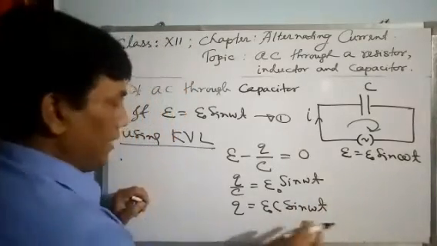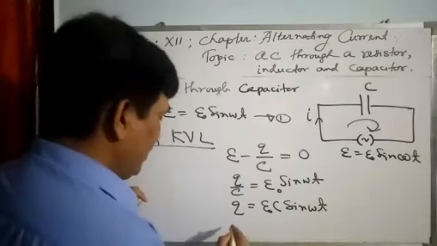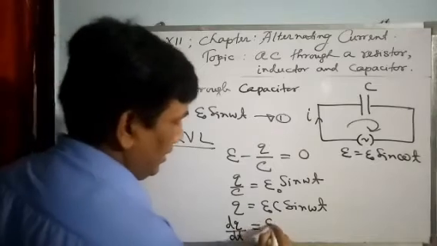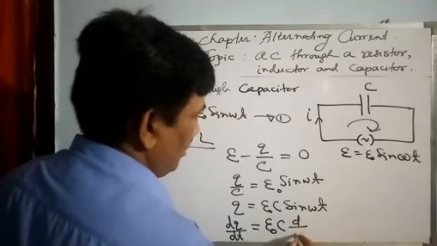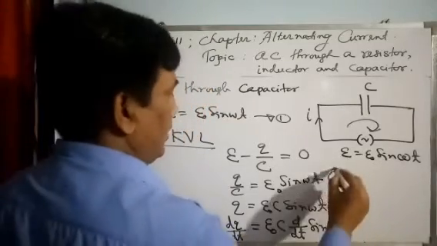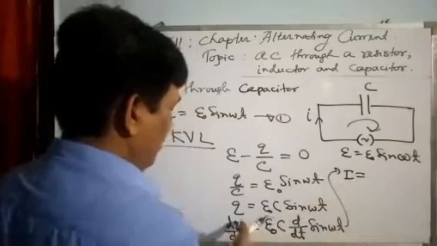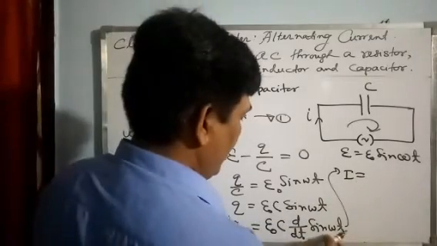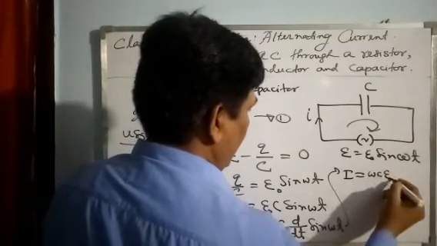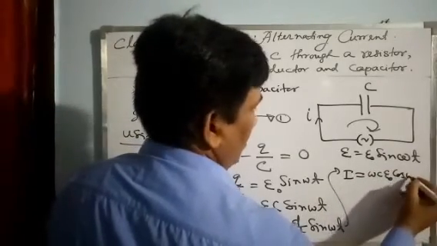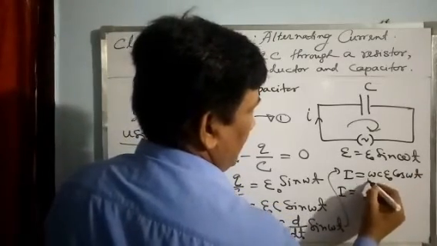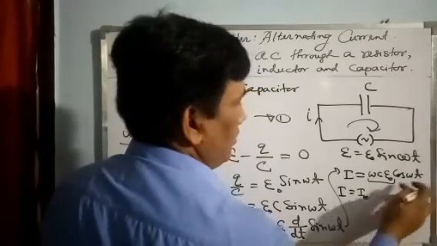If I need current, I differentiate it: dq upon dt, the rate of flow of charge, is called current. E naught is constant, C is constant, so differentiate sin omega t. Differentiation of sin gives cos, and omega will come out: omega C E naught cos omega t. This part can be written as I naught, the maximum value of this function.